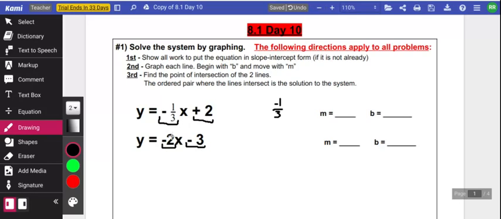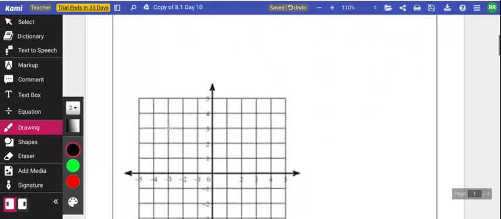Because these have different slopes, we know that there will be one point of intersection. And so there will be one solution to this system. So you try that one.